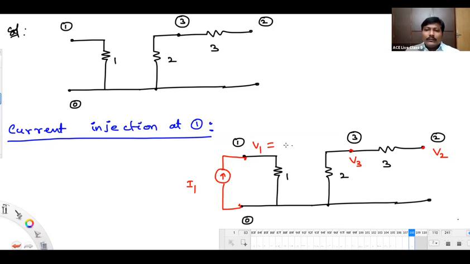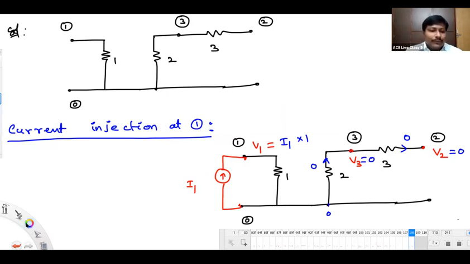Simply I1 into 1, so V1 will be I1 only, right? V1 is nothing but I1 into 1. But there is no current flow in this branch, so obviously V2 will be 0 voltage. V3 voltage will be 0 because it is connected to reference. So V2 equals 0 and V3 also equals 0.